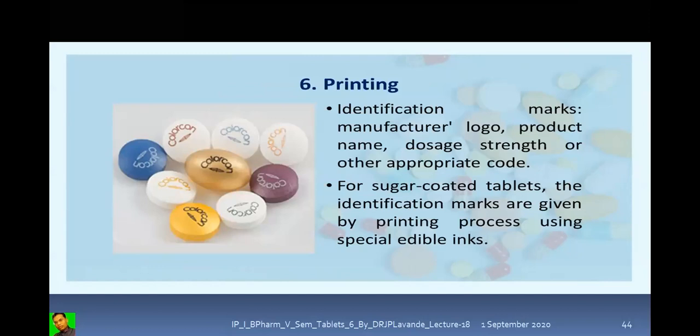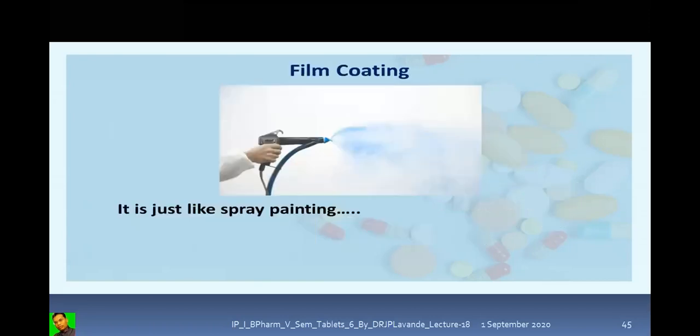Coating is of three different types. Which are those? Sugar coating, film coating, and compression coating. The sugar coating consists of six different stages: sealing, subcoating, then smoothing, then coloring, then polishing, and then printing. Now come to the film coating.